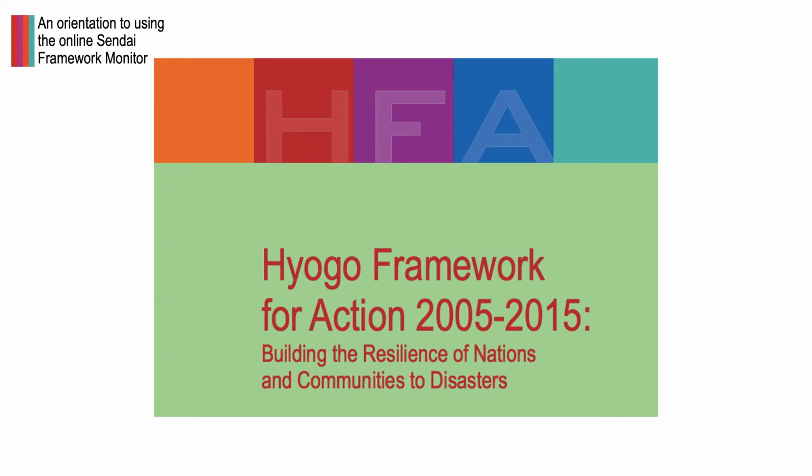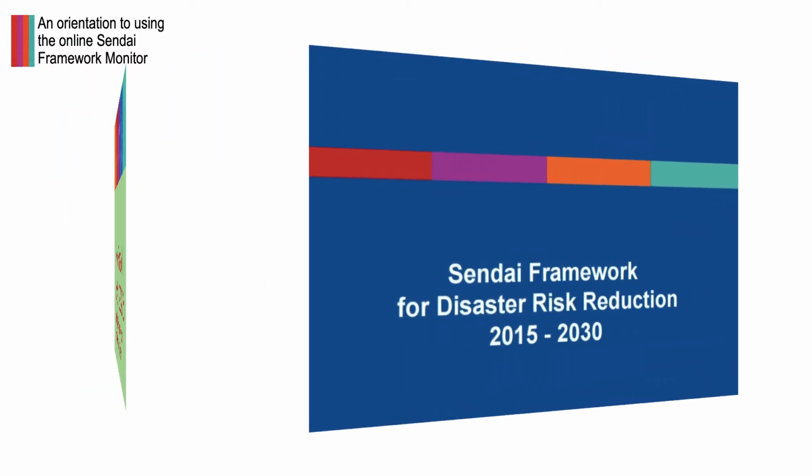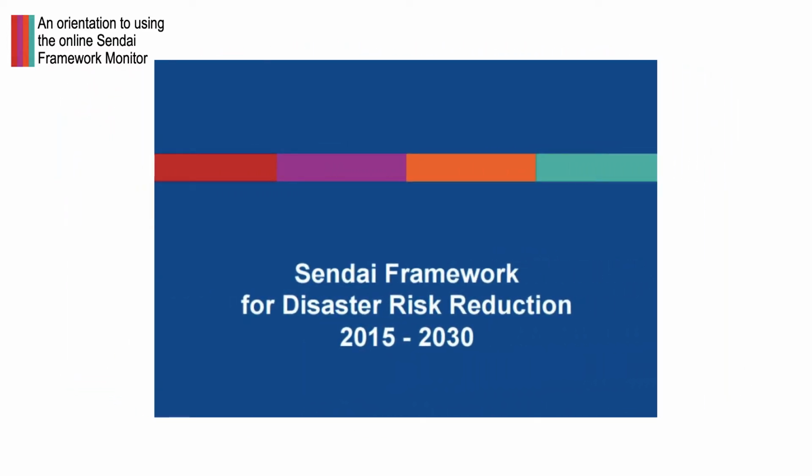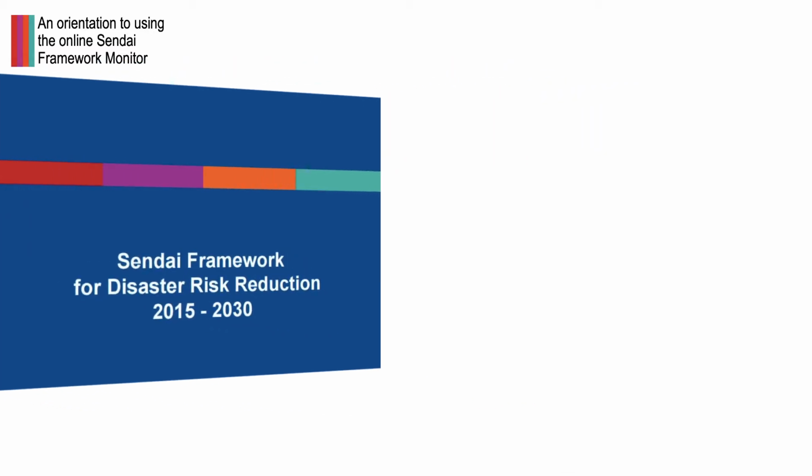The Sendai Framework acts as the successor to the Hyogo Framework for Action 2005 to 2015, building the resilience of nations and communities to disasters. While the Sendai Framework was developed to build on and ensure continuity with the Hyogo Framework for Action, Sendai Framework introduces new elements as well.